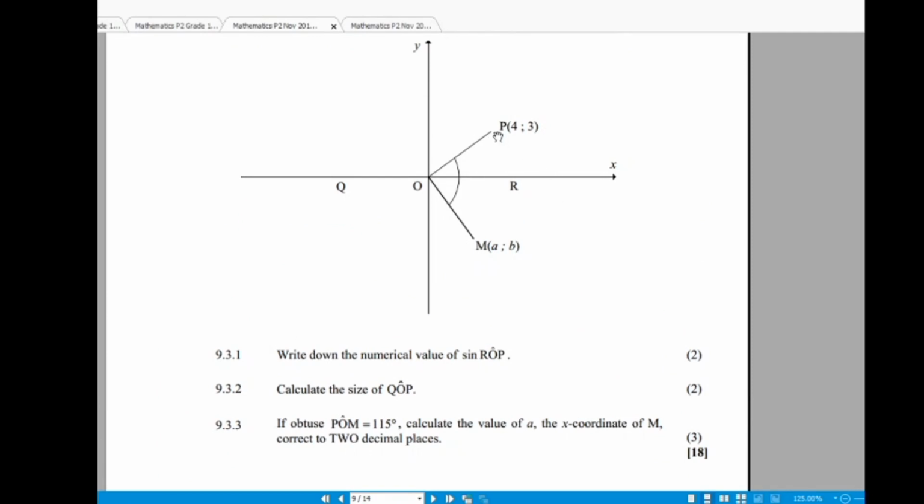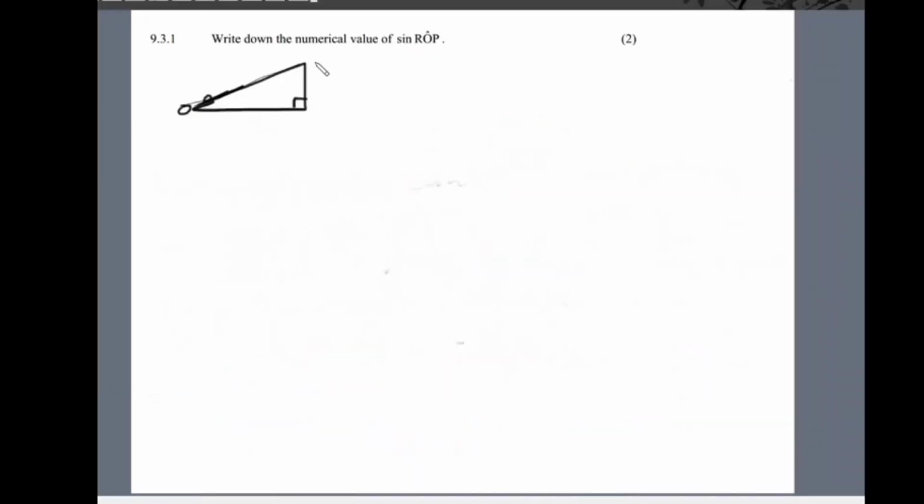I'll drop a perpendicular line. I'll drop a line perpendicular to the x-axis from P. So if I draw a straight line from point P to the x-axis, I will have this triangle here. So here I will have my point P, which is 4 and 3, right? And then dropping it to the x-axis, we'll have that point. So from the coordinates of P, we see the x is 4 and y is 3. So it means the length of this side will be 4 and the length of that side will be 3.